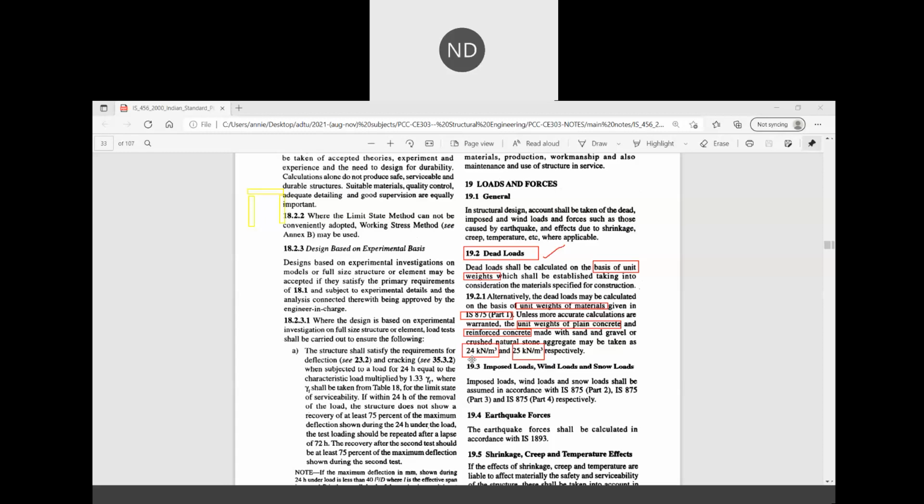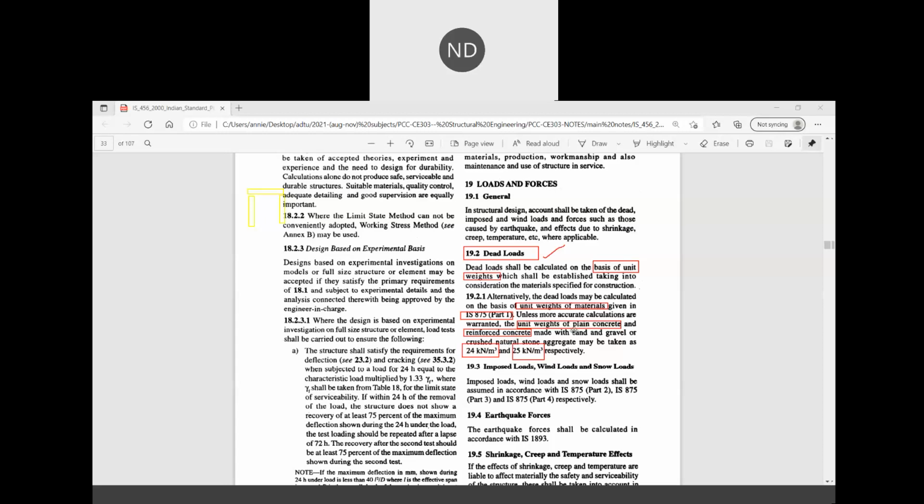To calculate the dead load, you have to know the basic concrete. Obviously, you are going to use concrete for your RCC structural members. So to calculate the dead load of that member, you have to know the unit weight of plain cement concrete and the reinforced concrete. Reinforced concrete means when you have the reinforcement bars, that is the steel rods or steel bars, inside the concrete. So that is your reinforced concrete.